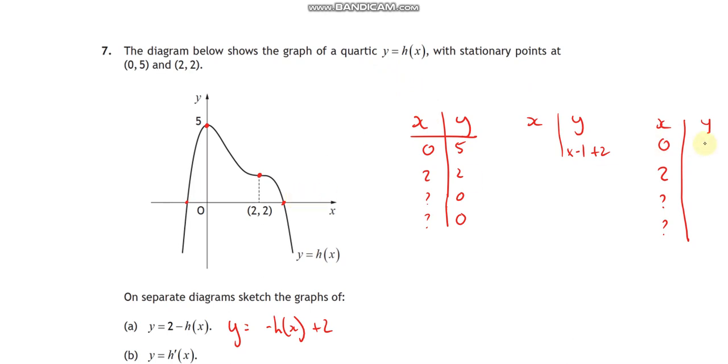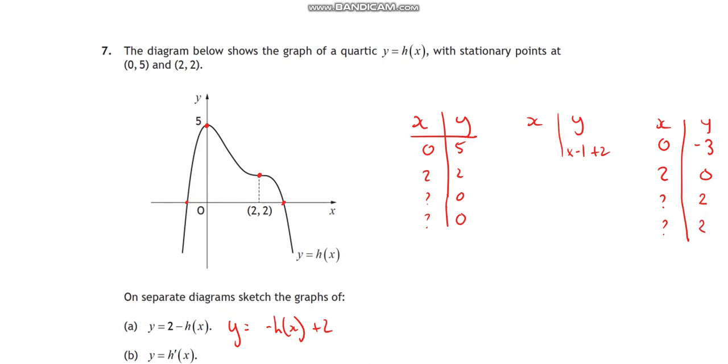So we're going through those points. But for the y, that's a -5 plus 2. So that'll be -3. 2 times -1 plus 2 is going to come as 0. And these ones here, again, times them by -1, it's going to become 2. And we're just going to move up 2.